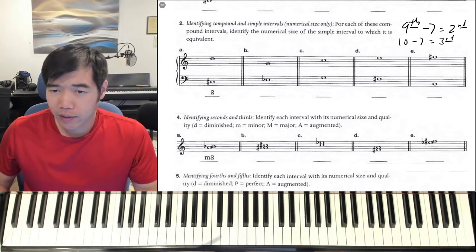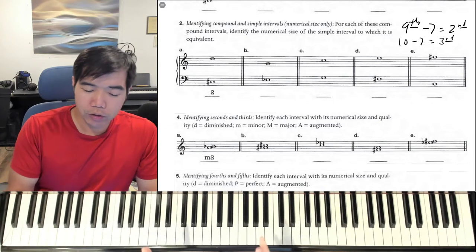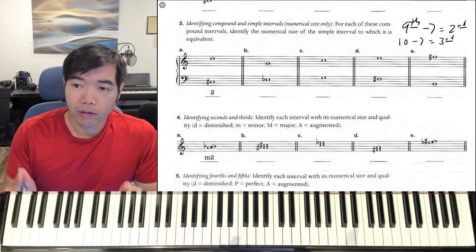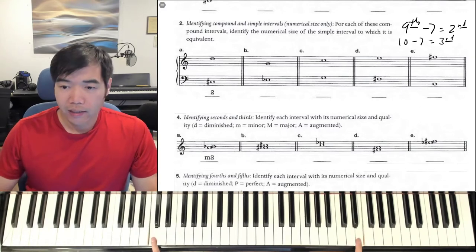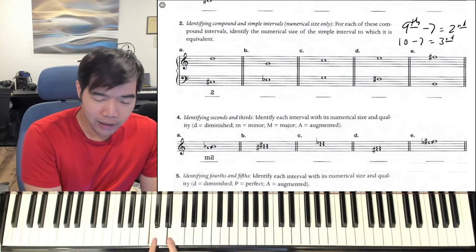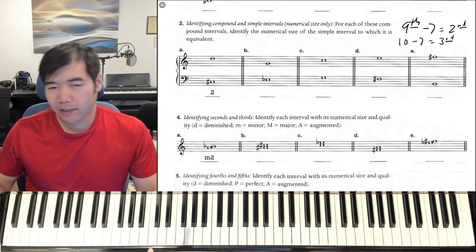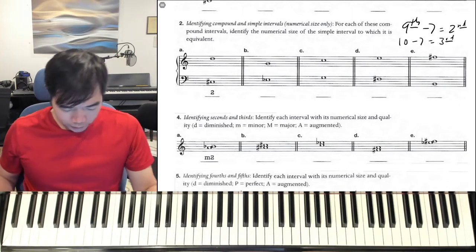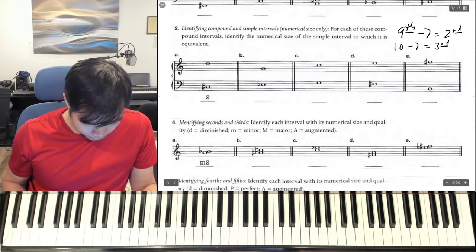That's another way to do this, is you can just take these compound intervals, these large intervals, and just reduce them until they are an octave or smaller in distance. So, for example, if I had C to E here, I'll just drop E an octave. It's a third. 1, 2, 3. Okay? So that's an easy way to determine what it is as well. Let's take a look at the next section here.